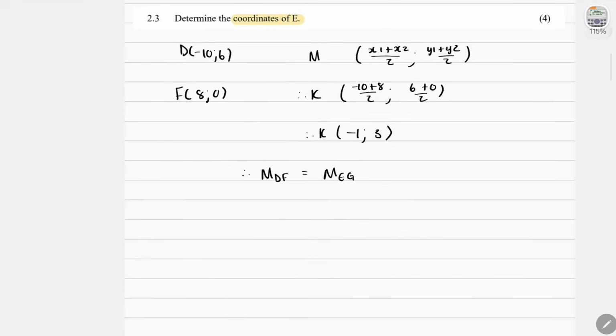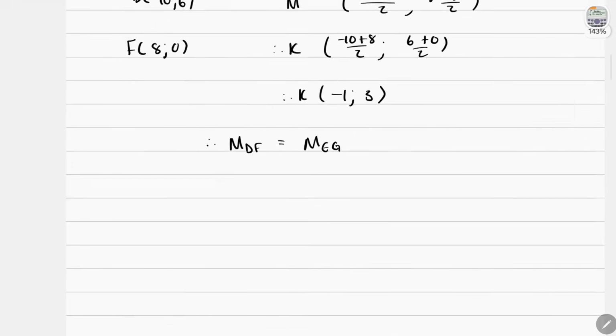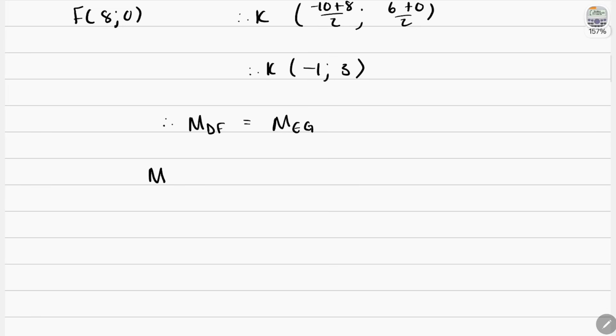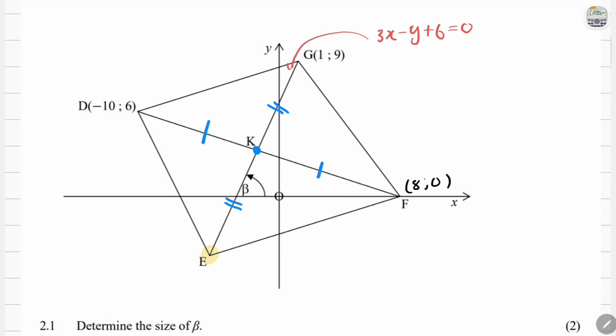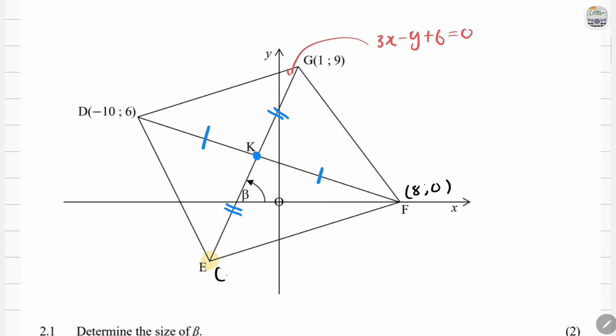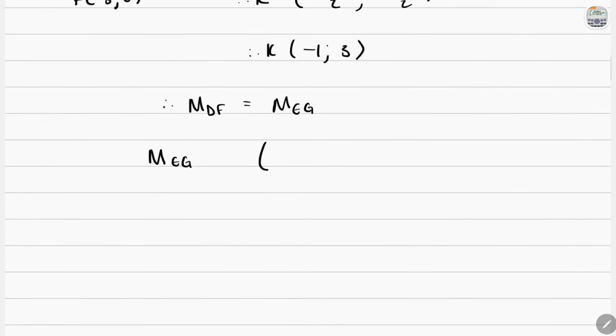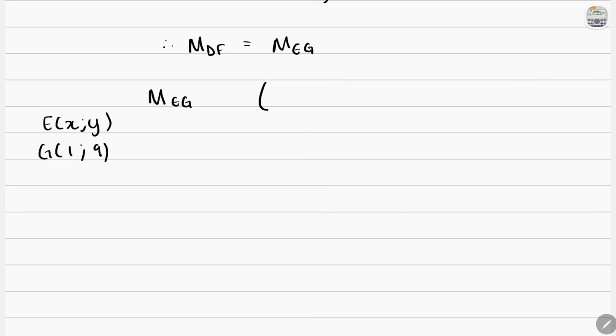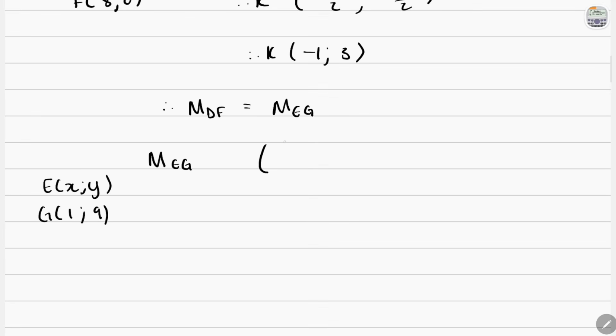So therefore, to find the coordinates of E, we're using the midpoint of EG. And to find this, we would say x1 plus x2, but let's just use these. We don't know what this is right now, so we call it x and y. So we're using (x, y) and (1, 9) as E and G. This means x1 plus x2 is going to be x plus 1 over 2, and then y1 and y2, so y plus 9 over 2.